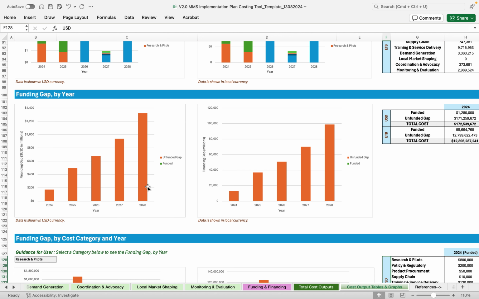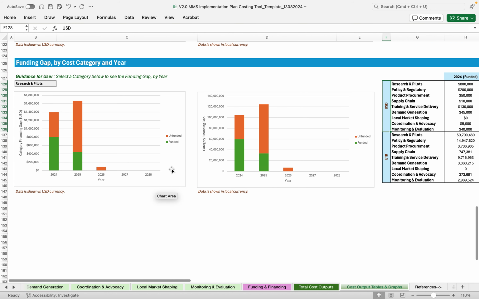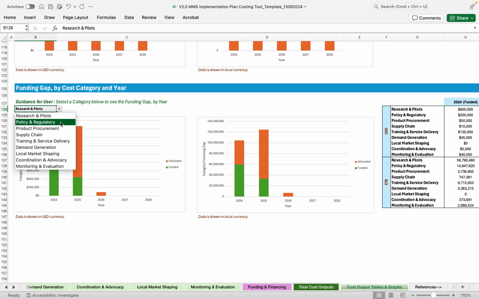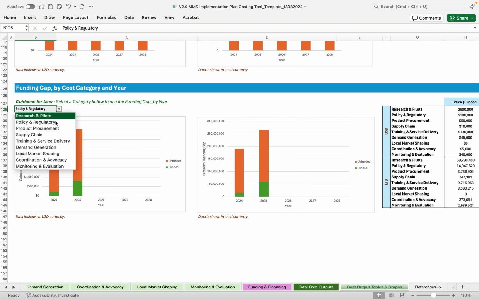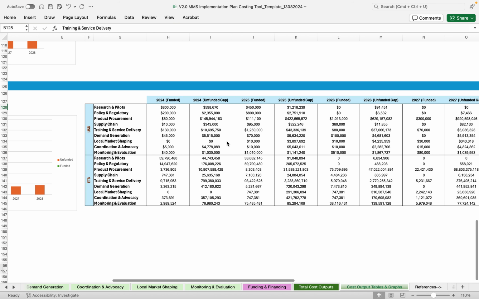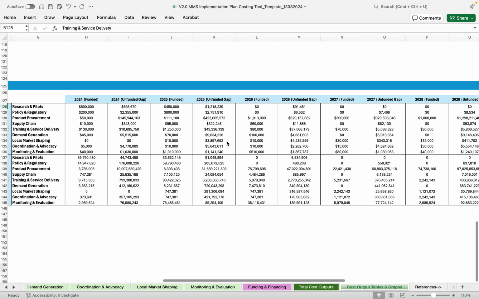In this example, there's a small proportion that's funded, so you can barely see the green, but it does show both funded and unfunded based on what the inputs to the tool are. And then you can look at the funding gap by cost category and year. You just select the category to see the funding gap. So this is for research and pilots. You can see what's funded and unfunded. If you change, then it will change based on what is selected. And again, all the output numbers are on the right-hand side.